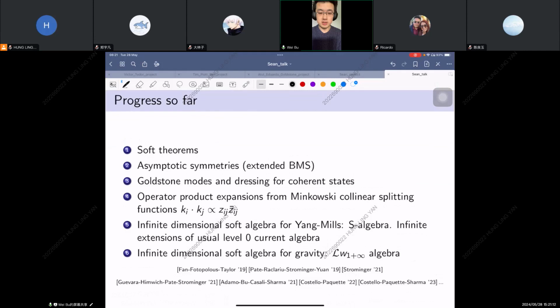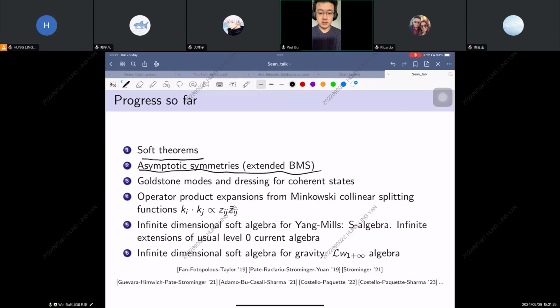And what people did was they just Mellin transformed these soft theorems and collinear singularities. And what they got was something that corresponded to things that act on scri. So for example, if you Mellin transform soft theorems, you get Ward identities for asymptotic symmetries, for the BMS group I was talking about earlier.